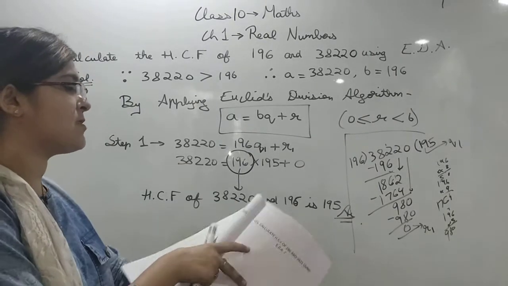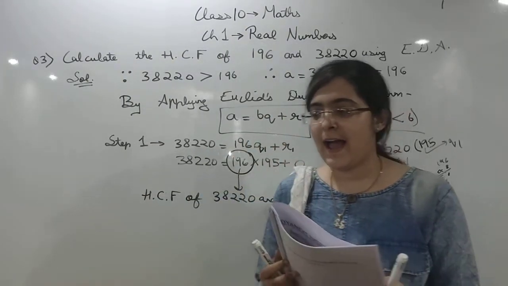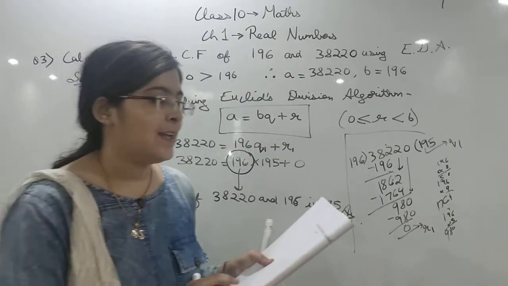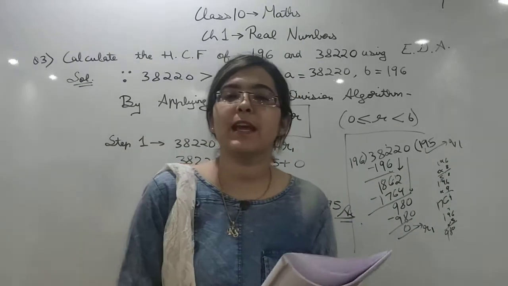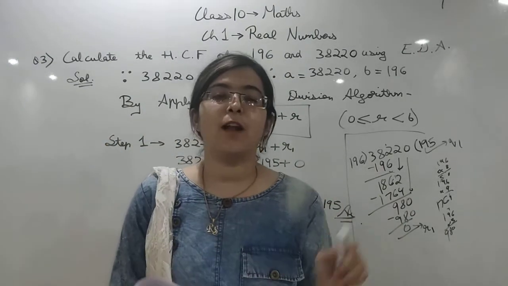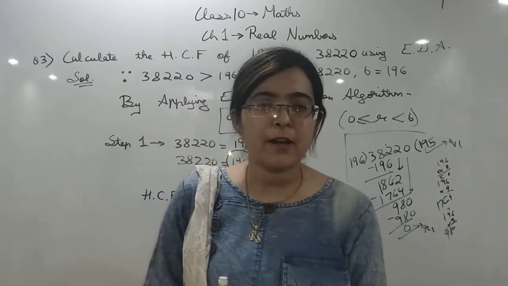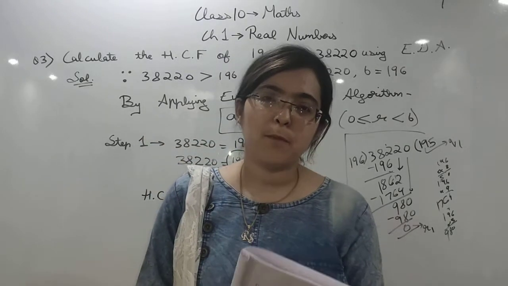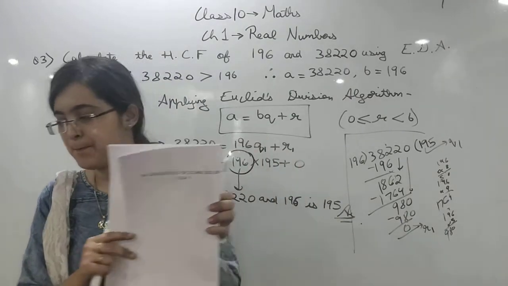see the fourth question, students. Calculate the HCF of 272 and 1032 using Euclid's division algorithm. It is the same, so pause the video and solve it now. This is your homework. Question 4, you have to do it on your own. I will check the answer in the live class and discuss if you have any problems. All of you pause the video and solve question number 4.